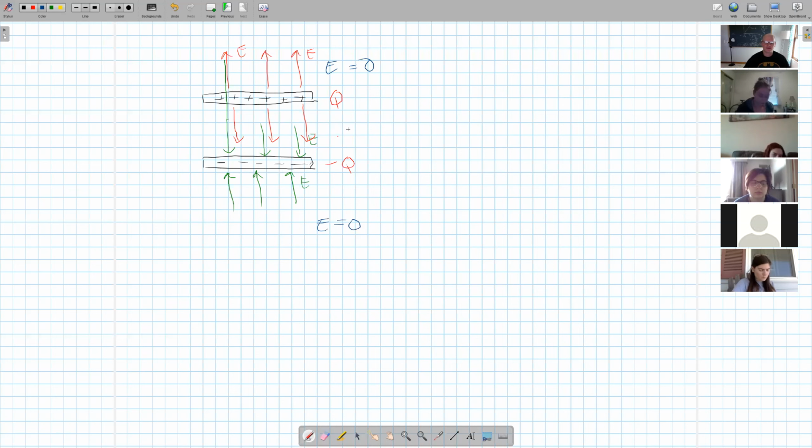The total electric field on the inside is simply equal to twice the electric field of a sheet, which is simply going to be equal to sigma divided by epsilon naught.